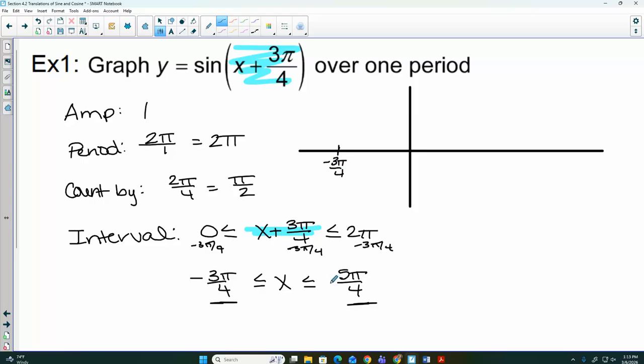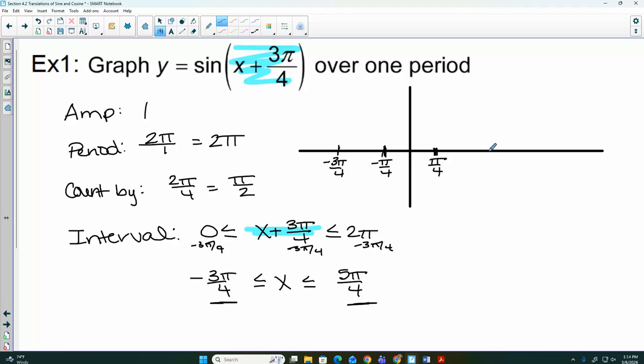What am I adding to get my next point? Pi over 2. So it's like adding 1/2. You can use a calculator, negative 3 over 4 plus 1/2, or negative 3 over 4 plus 2 over 4 would be negative pi over 4. Okay, if I add pi over 2 again, I get positive pi over 4. So this is where you might have to fix these so that everything is spaced. There should be the same distance between the negative 3 pi over 4 and the negative pi over 4 as there is between these two.